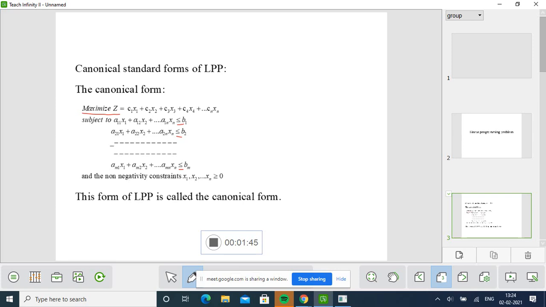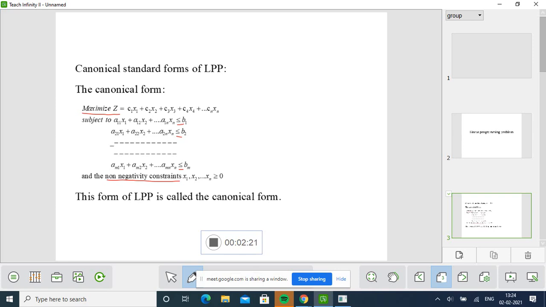So we have maximize z equal to c1x1 plus c2x2 plus etc. cnxn, subject to a11x1 plus a12x2 etc. a1nxn less than or equal to b1. The second line is less than or equal to b2. So we have up to m rows in our matrix, m such equations, and this non-negativity constraint is a must. All your xi should be greater than or equal to 0.